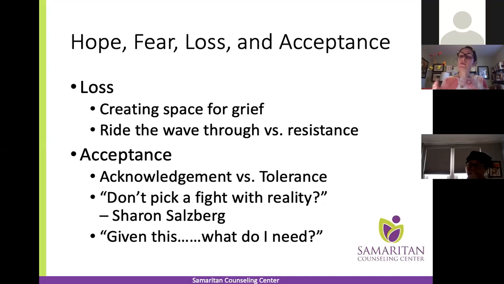And we move towards acceptance. Now, acceptance can be a bit of a loaded word because we have lots of meaning that we already overlay on acceptance. So I want to be really clear that when I say acceptance, I really mean more acknowledgement of what is versus being okay with it. So that's an important distinction.